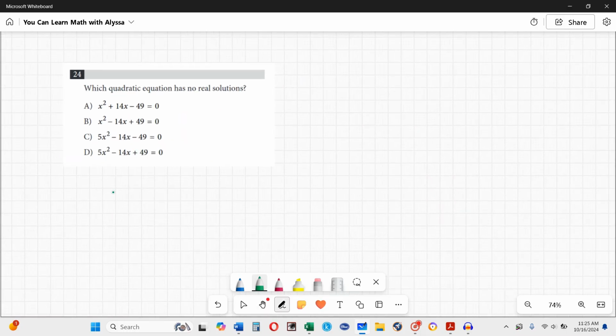Number 24. Which quadratic equation has no real solutions? There's two ways that you can go about doing this. Whichever one is quicker, whichever one you remember how to do, whichever one works the best for you, that's the way you should use. All right. The first way that you can do it is with Desmos. And the second way that you can do it is by using the discriminant.